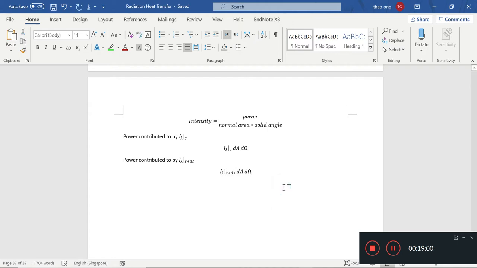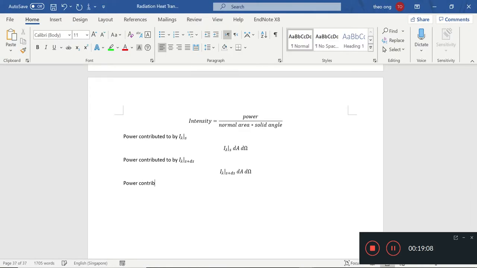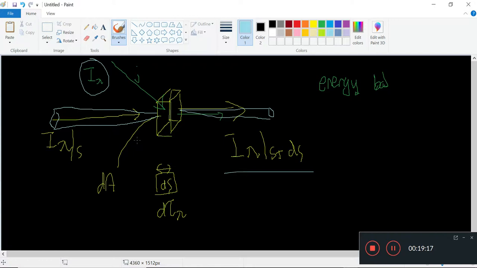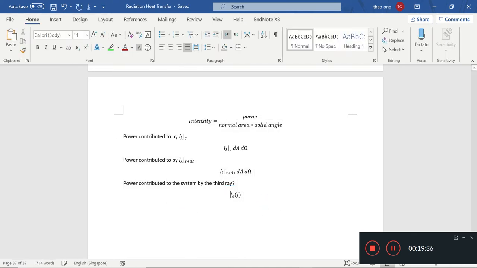Then what is the power contributed to the system by this third ray? What is the power contributed by I lambda? Let's just for now put it as J, and I'll stop the video here because we're about to reach 20 minutes. See you guys in the next video where we'll continue talking about this in-scattering phenomenon. See you next time.